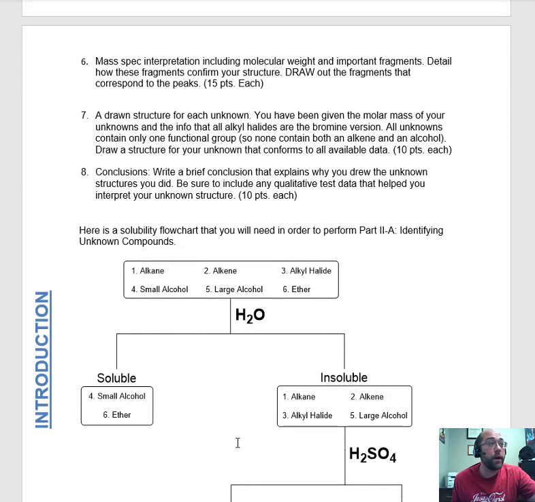So you've already gone through all that spectra, and so you have an idea of what functional group you have. So follow the flow chart, right? Like an alkene in water, is it going to be soluble or insoluble? Well, you would expect it to be insoluble, right? That's why it's listed right there.